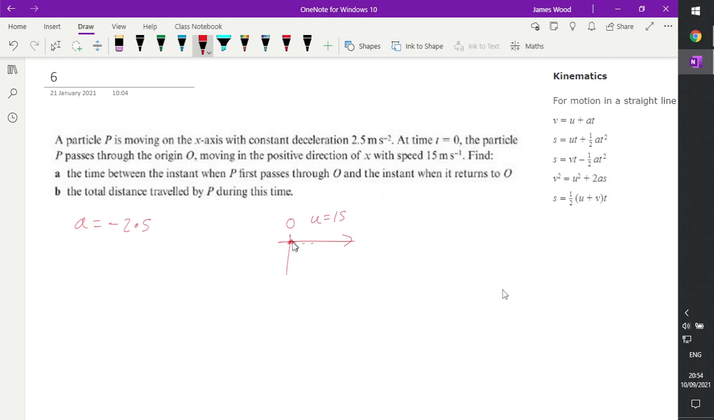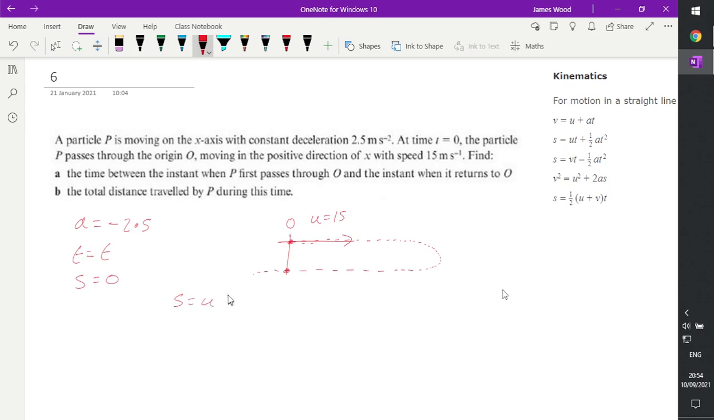So again, because we've got a deceleration, this is going to be one of those ones that shoots off like this, slows down, and then starts to come back like this. Okay, so we want to find the time that it takes to do the whole journey, basically. The time from when it first passes through O to the time when it returns. So we know that a is minus 2.5, u is 15. We want to find t. The displacement when it gets back to the beginning is going to be 0, because it's back to the start.